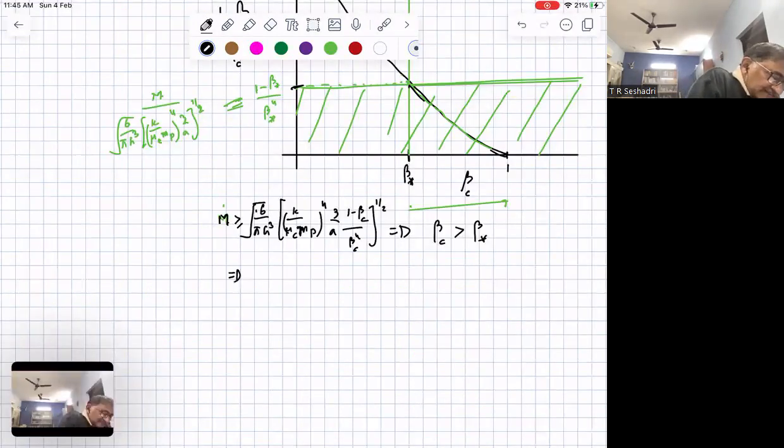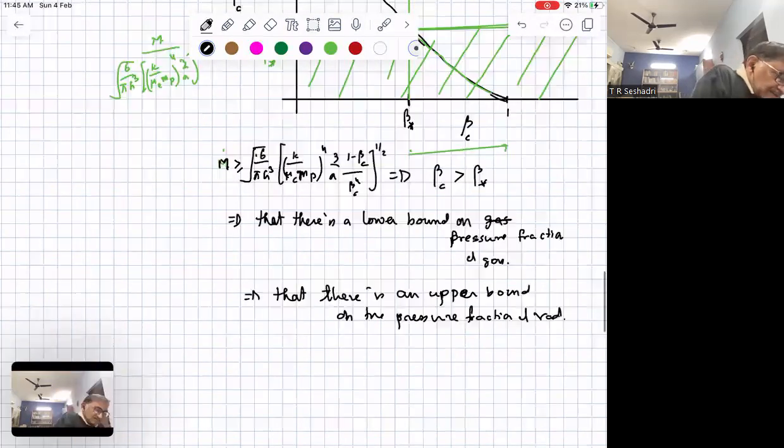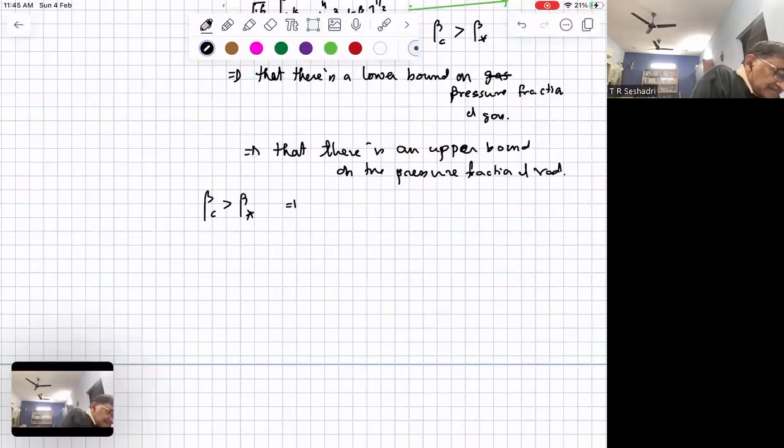This implies that there is a lower bound on the gas pressure fraction of gas, and it also implies that there is an upper bound on the pressure fraction of radiation, because I have beta C greater than beta star, which implies 1 minus beta C is less than 1 minus beta star.